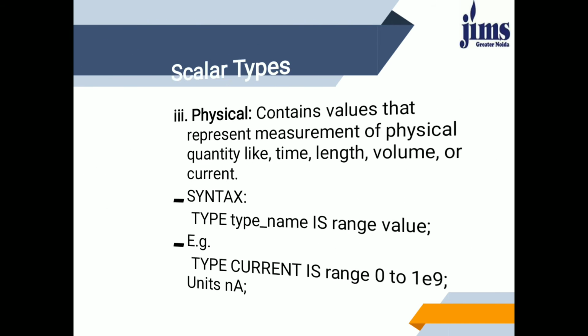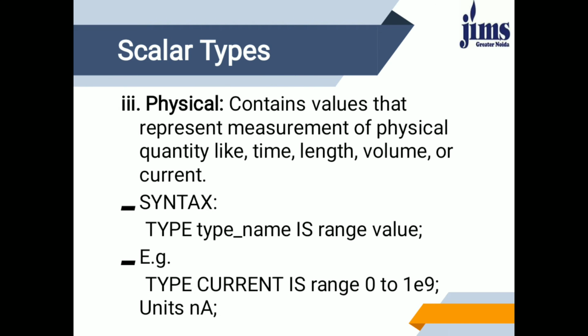Another category in scalar type is physical type. In physical type, values are measurements of some quantity. Any value of a physical type is an integral multiple of the base unit of measurement for that type. For example, time, length, volume or current. Like in time, for example second, millisecond, microsecond. In voltages, volt, millivolt, microvolt, etc.